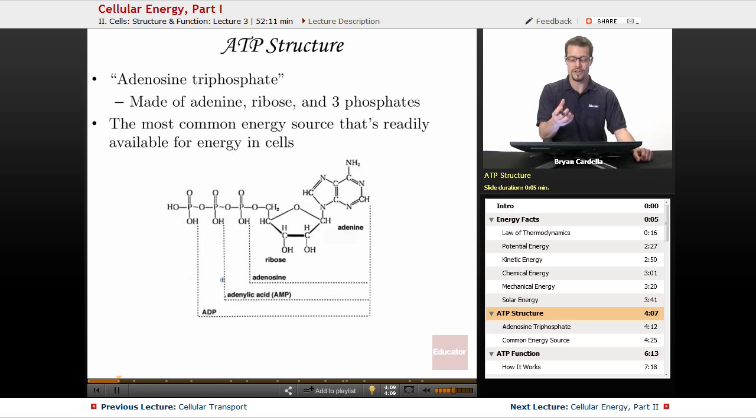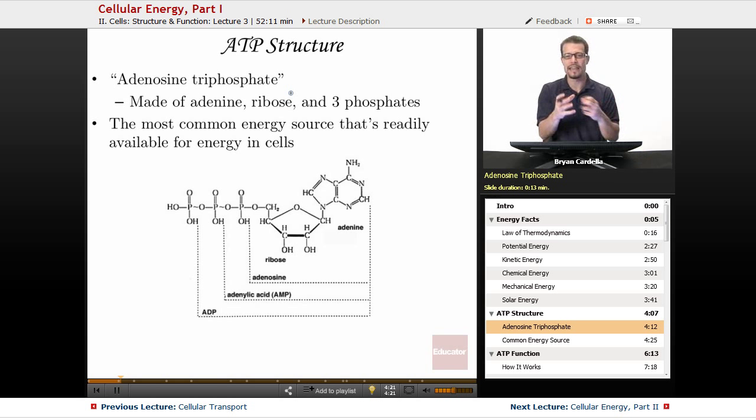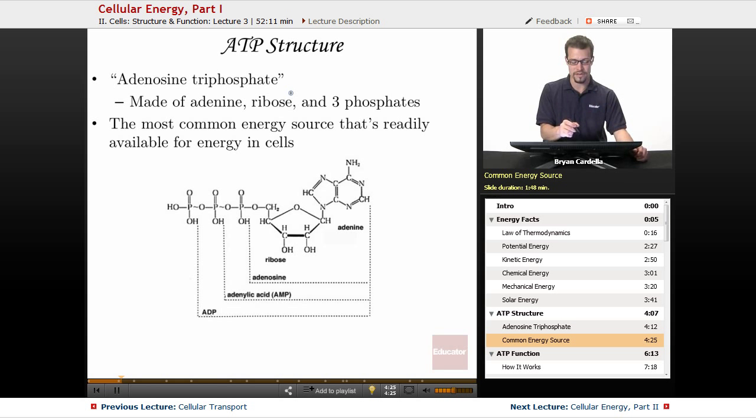When we talk about energy, you've got to know about ATP, adenosine triphosphate. ATP is kind of like energy currency. You can spend it on doing anything in the cell that requires energy. There are other energy molecules, but this is definitely the most common energy source that's readily available for use in cells. How do you get this name, adenosine triphosphate?